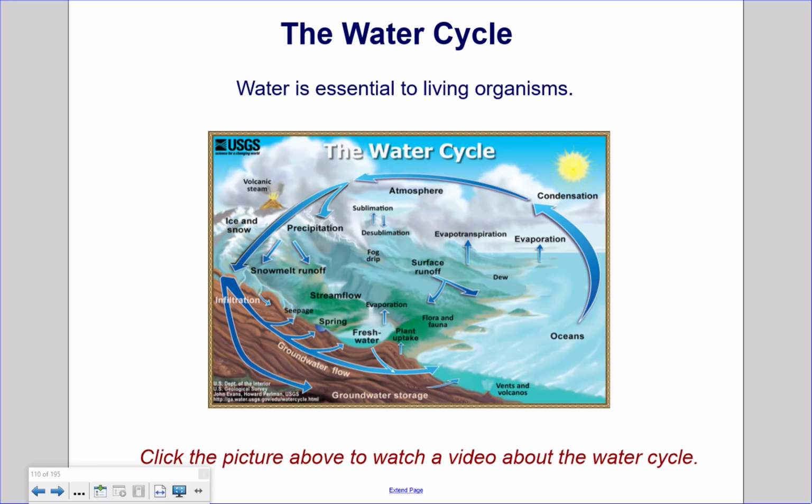The water cycle. Water is essential to living organisms. As we can see in this diagram, we have water in the ocean, we have water in the atmosphere as clouds, we have water in lakes, we have water in glacier mountain caps, we have water in the runoff that comes off of those mountains, and we have water in the ground as well.